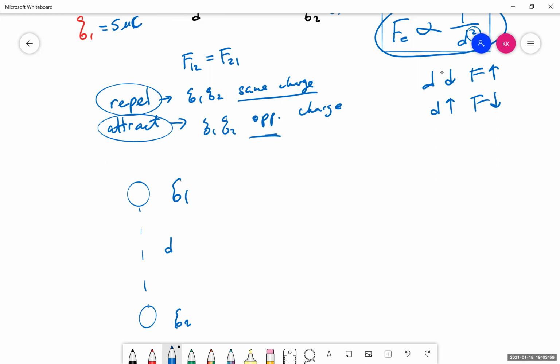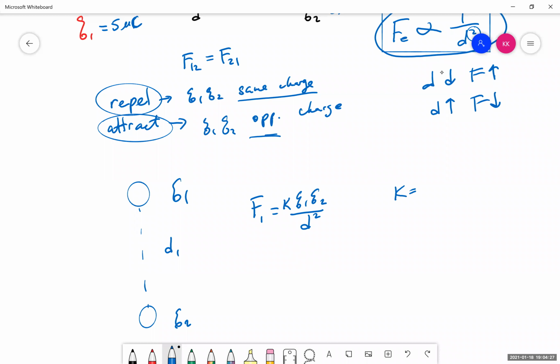So let's say, for example, this is D1. In this force one that I will calculate, this will be Q1 and Q2, as we said, a product of the charges divided by D squared. Generally in physics, whenever you go from a proportionality sign to an equal sign, you have to introduce a constant. And that constant is K, which is an electric constant.